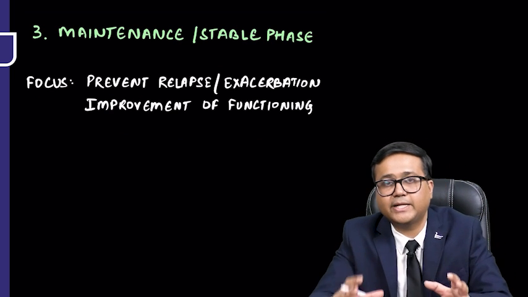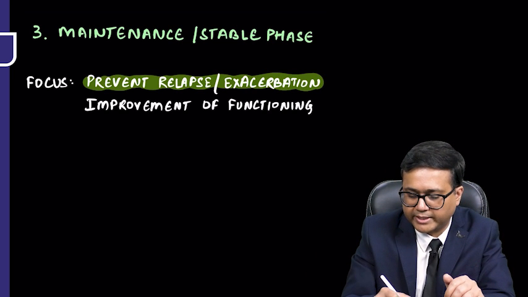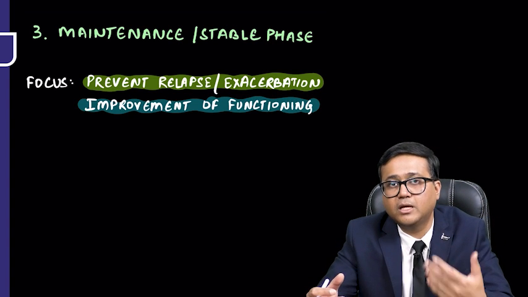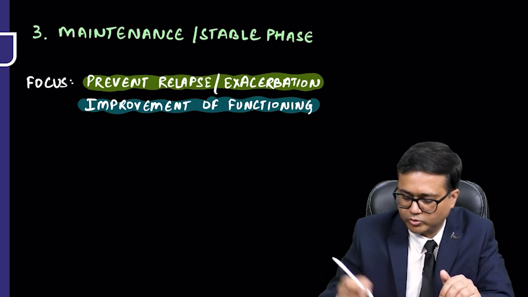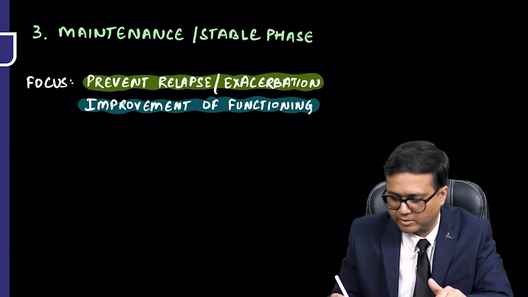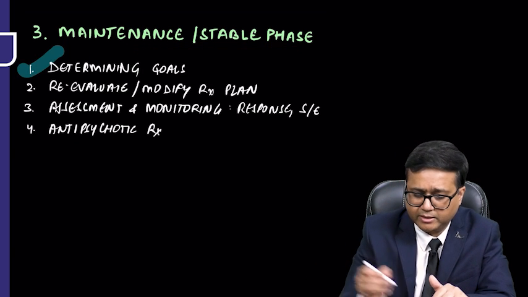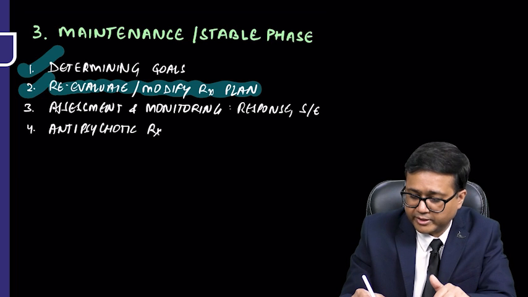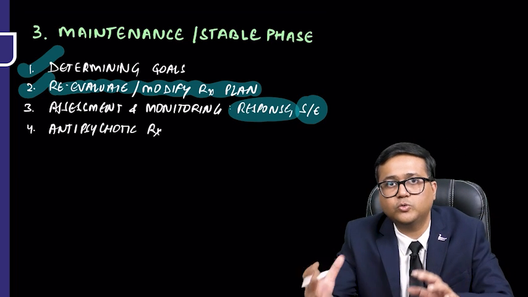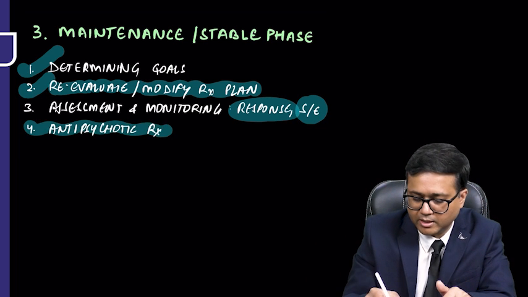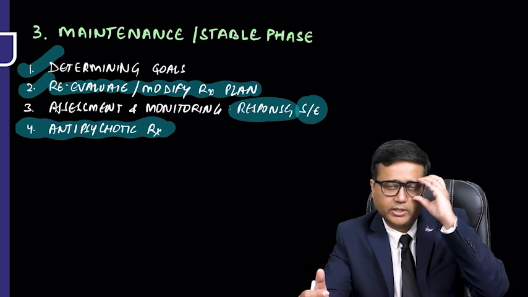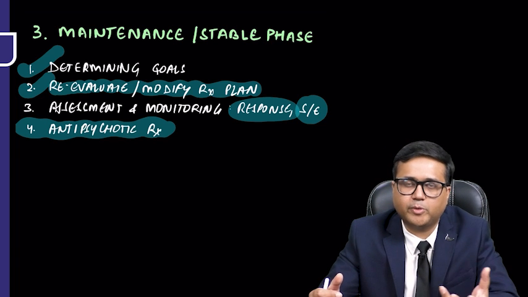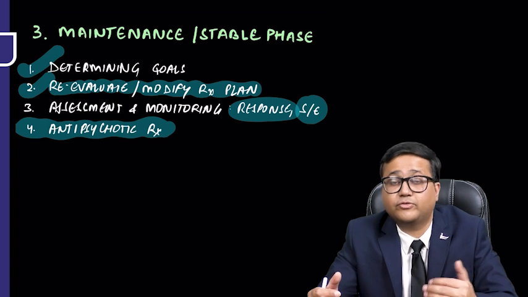Now, the focus in the maintenance or stable phase is to prevent relapse or exacerbation of symptoms and also to improve functioning. We should try to have maximum functioning and maximum quality of life. So that should be the focus. These are the two important areas of focus in the maintenance or stable phase. When we are seeing this patient, we determine the goals and reevaluate or modify the treatment plan. Again, this is important. Then assessment and monitoring of the response as well as side effects. It's very important to continue to monitor both. Now, antipsychotics, again, we need to see. Usually we continue the antipsychotic depending on tolerability and side effects, and we have individualized treatment plans for the patient, and we may decrease the dose if required.